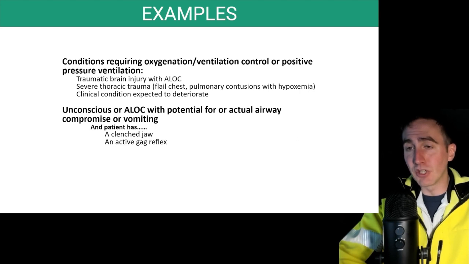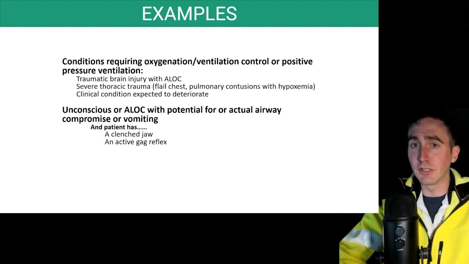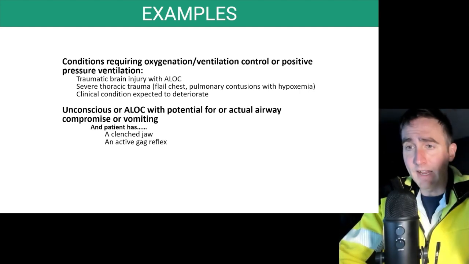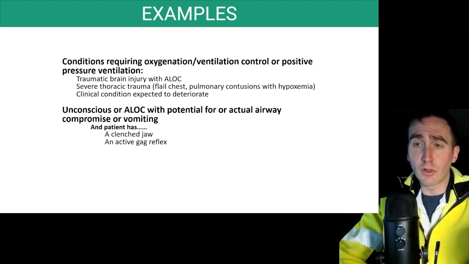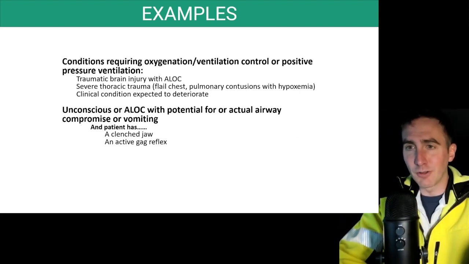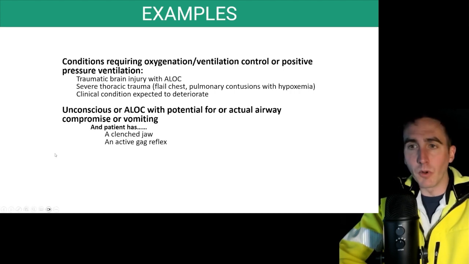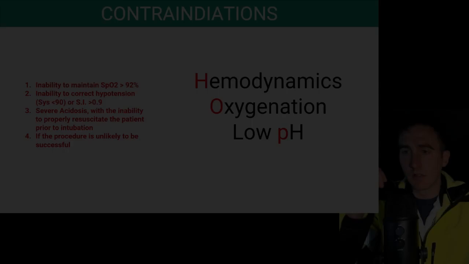And then if a patient is altered, they're unconscious, and they have the potential for an airway compromise, or they're vomiting, they have a potential for aspiration, they have trismus, their jaw is clenched, they have an intact gag reflex. Historically, we would perform, or we would at least attempt, nasotracheal intubation, and we all know that is not always successful. It's most successful if we could go through the mouth, and now you will have that opportunity.